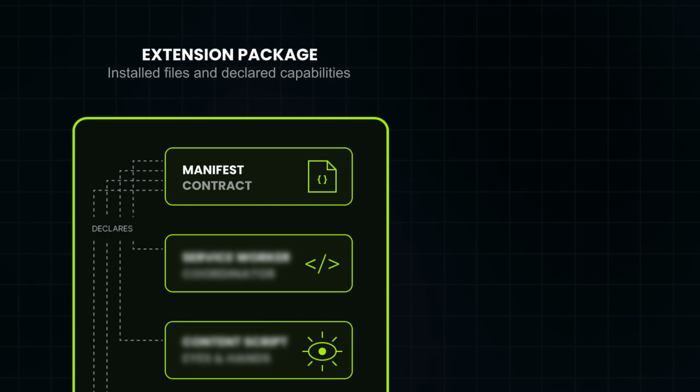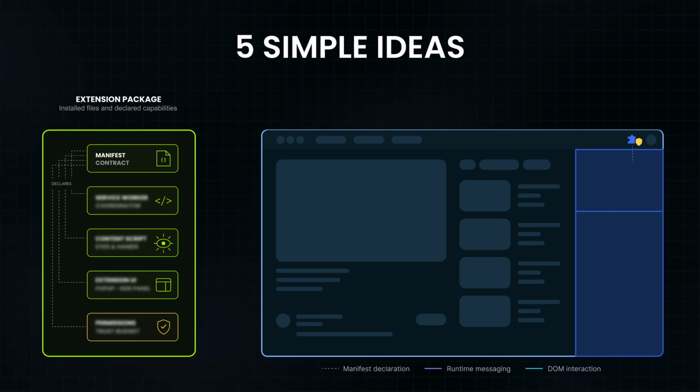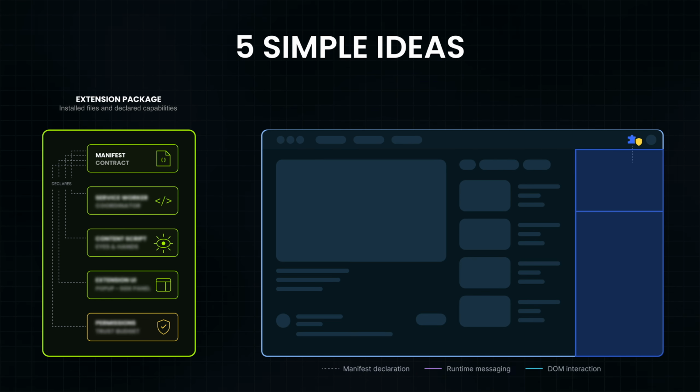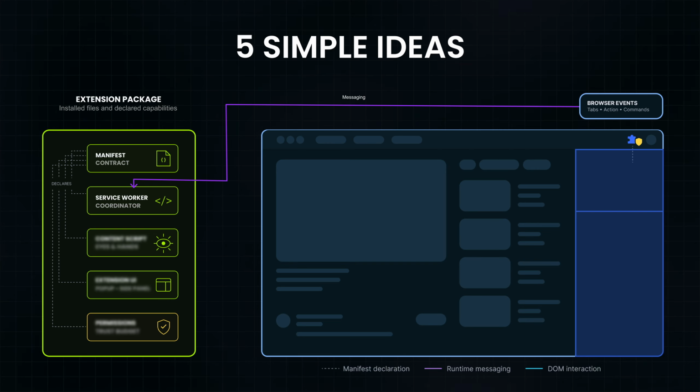It tells the browser what the extension is, which components it uses, and which capabilities or websites it may need to access. The service worker is a coordinator. In Manifest version 3, it acts as a central event handler. It works when needed, responds to browser and extension events, and coordinates work that should not live inside the page.